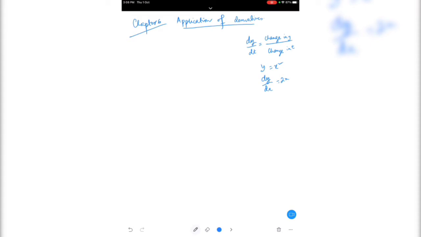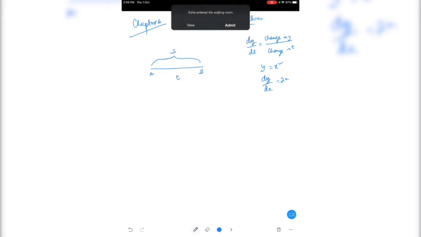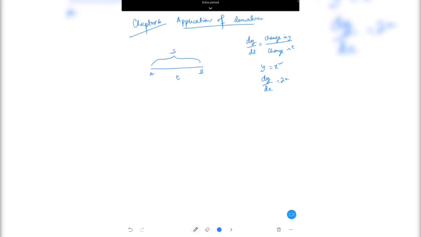So look here, one example I will tell you. Suppose I am traveling from point A to B, and we cover a distance s. And that distance is covered in time t. Clear? So that distance is covered in time t.